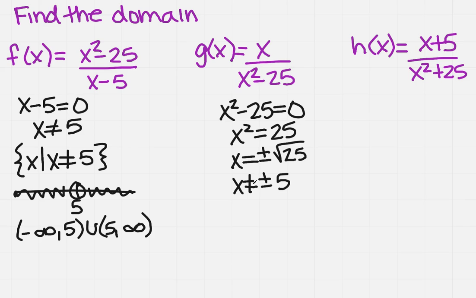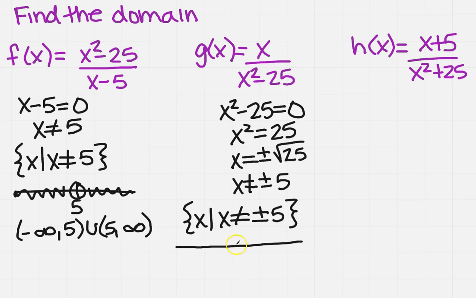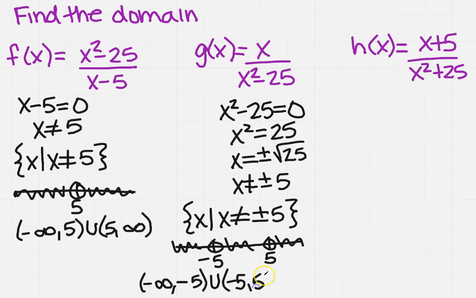Now there's a couple ways to write it. Remember, we can do it when we have x such that x cannot be plus or minus 5. That would be one option. Another option is if you want to do the interval notation. So I would have minus 5 and I would have 5. It's not equal to, but it's everything else. So it would go from negative infinity to negative 5, and from negative 5 to 5, and from 5 to positive infinity.